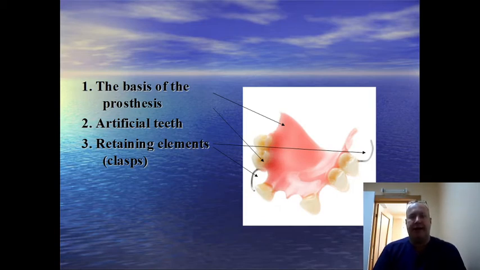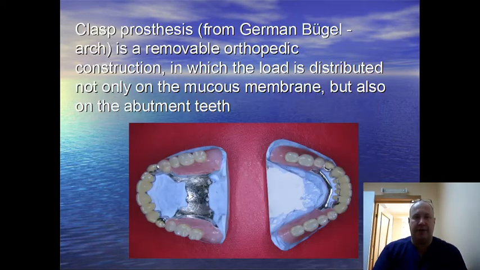Here you can see the parts of removable prostheses. The first, the basis of the prostheses. The second part, the artificial teeth. And the third part, retaining elements, clasps. Clasp prostheses, from German Bügel, arc, are a removable orthopedic construction in which the load is distributed not only on the mucosal membrane but also on the abutment teeth.